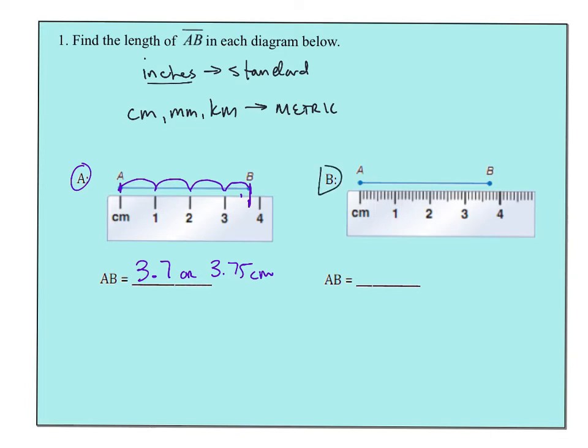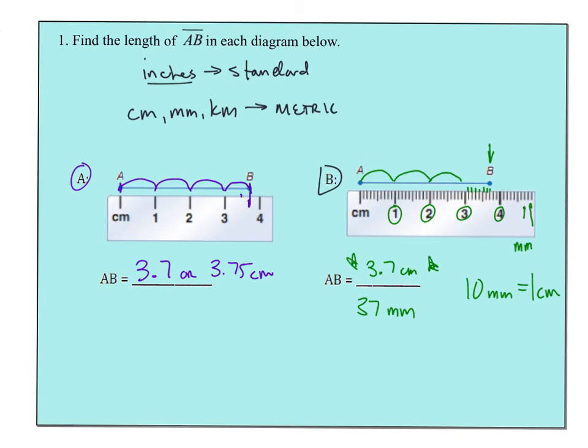So this one, letter B, is much more detailed. Each big number is centimeters, and each little piece in here is a millimeter. That's one of the conversions: 10 millimeters is 1 centimeter. So when you look, 1, 2, 3, and then 1, 2, 3, 4, 5, 6, 7. This would be about 3.7 centimeters, or 37 millimeters. Normally you'd want centimeters, but either one would technically be acceptable.